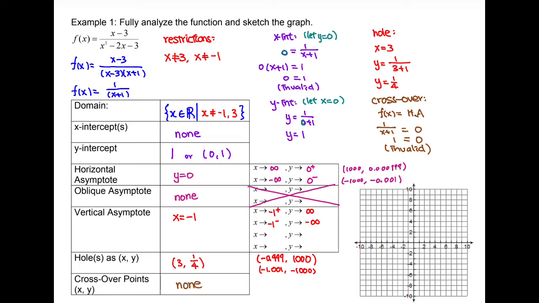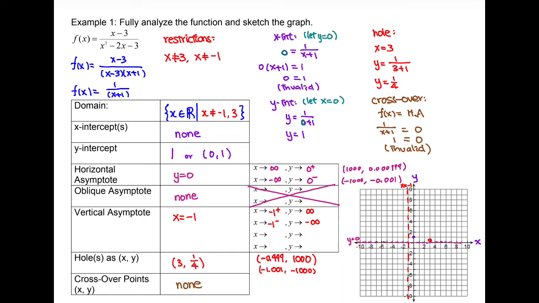Finally, let's put all the information that we have on the graph to sketch the curve. So first, we know there's a y-intercept at 1. Next, we know there's a horizontal asymptote at y equals 0, and a vertical asymptote at x equals negative 1, and a hole at (3, 1/4).